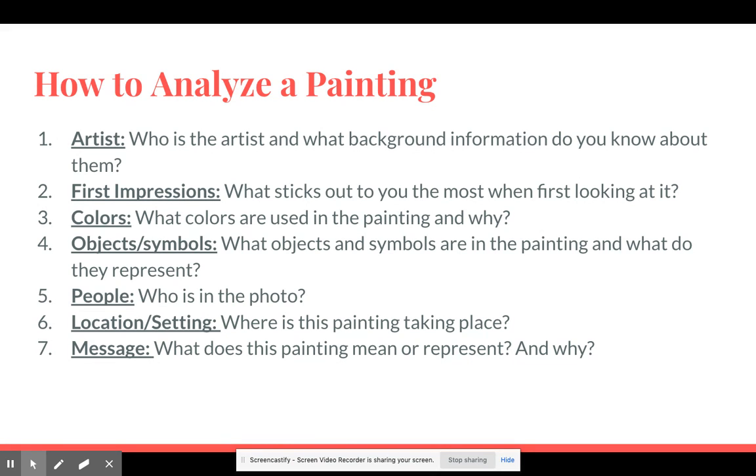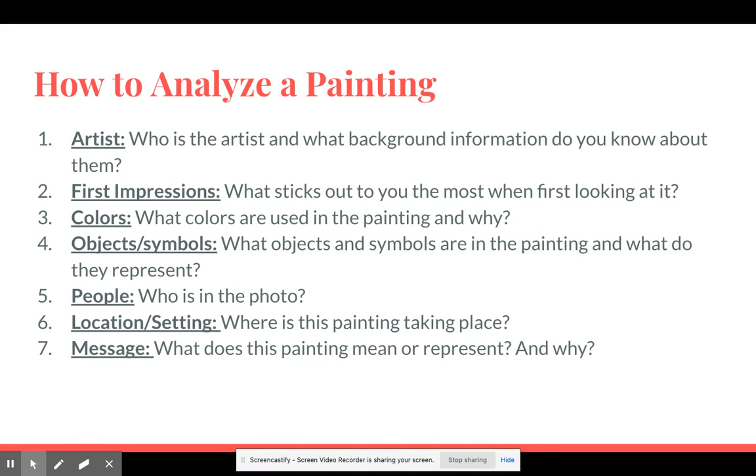The second part is going to be how to analyze a painting. It's a little bit different, but in the same way, it's similar to when you were breaking down the political cartoons. The first thing you want to do is look at the artist. Again, who is the artist and what background information do you know about them? That'll help you out a lot.